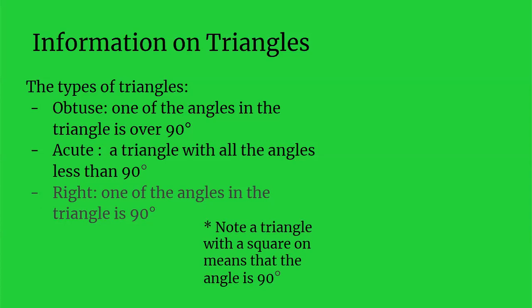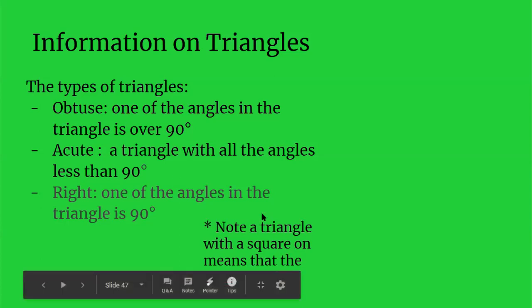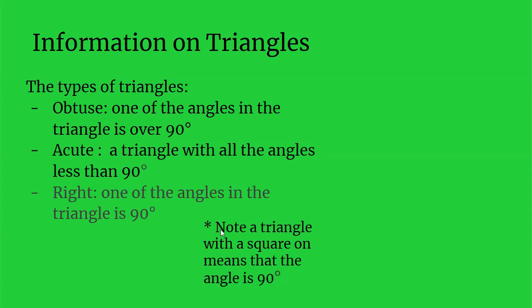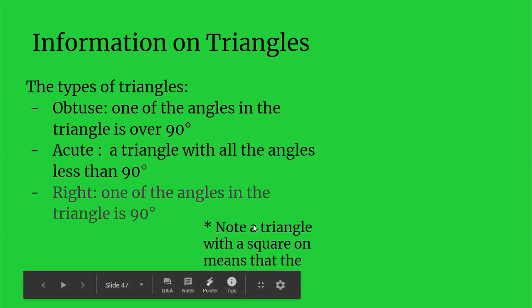Yeah, as I said right here, I was mildly confused about what I did, but I understand now. So you know how there was a square between the angle? That means it's 90 degrees. Yeah, basically.